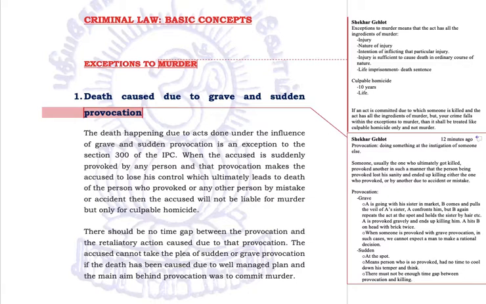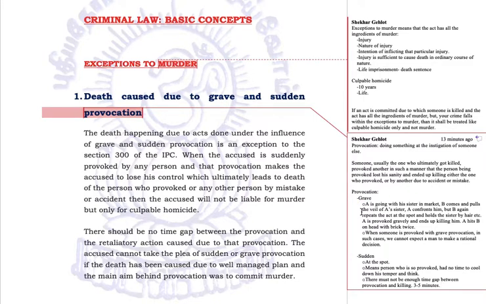Now, what is enough time? We can usually assume not more than 3 to 5 minutes. Not more than 3 to 5 minutes difference should be there between both the acts, grave provocation and death, because it should be sudden. Sudden means sudden. You cannot call something sudden which is happening after a delay of 15 minutes. Now let's come back to this example again.